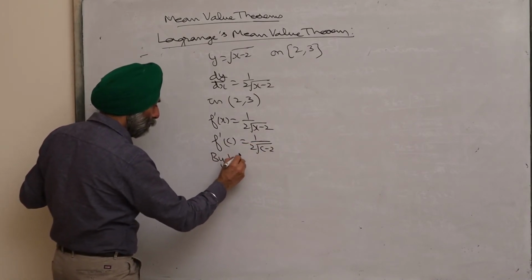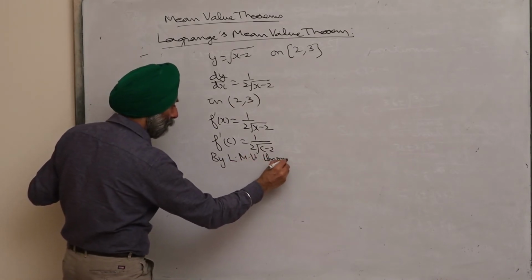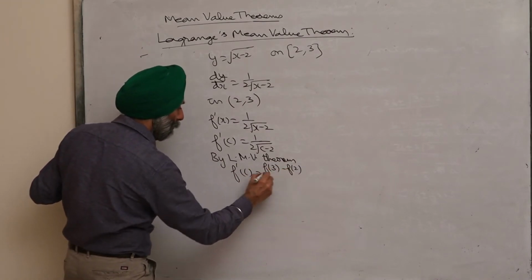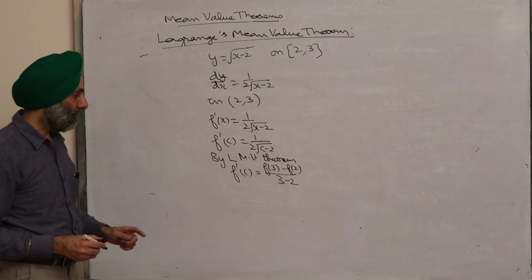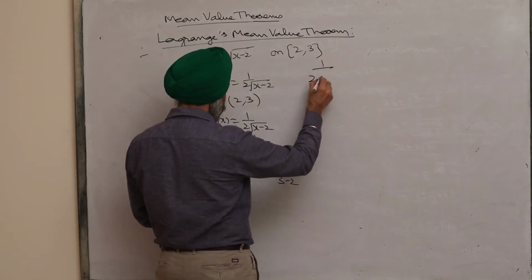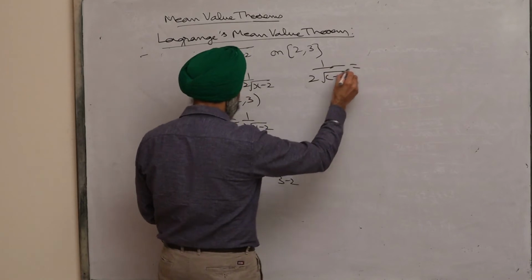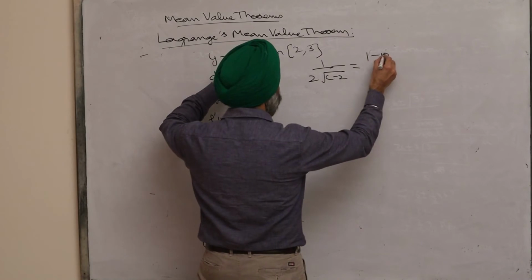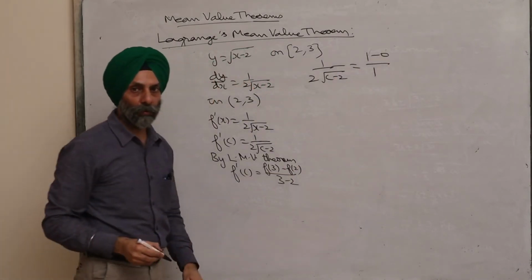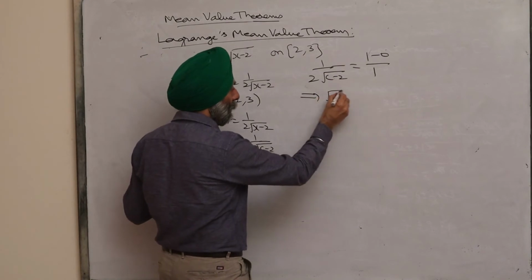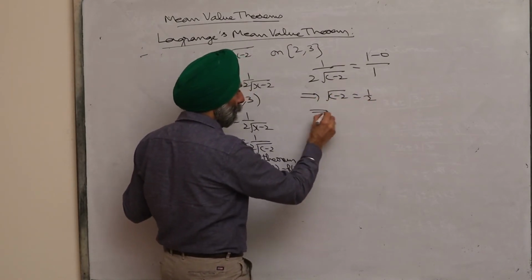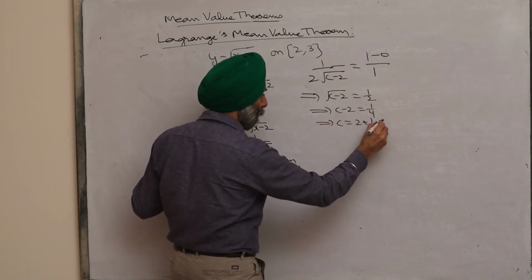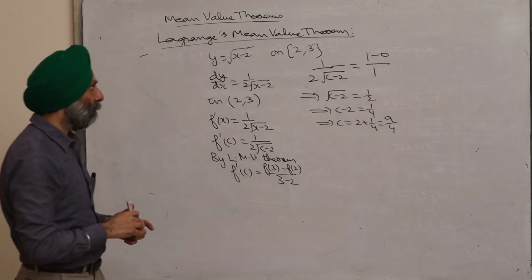By Lagrange's mean value theorem, f′(c) = (f(3) − f(2))/(3 − 2). So 1/(2√(c − 2)) is equal to f(3), can I say that it is 1, minus f(2), it is 0, over 3 minus 2, which is equal to 1. This implies √(c − 2) = 1/2. This implies c − 2 = 1/4. This implies c = 2 + 1/4, that is 9/4.